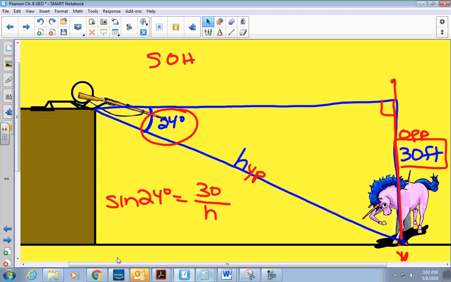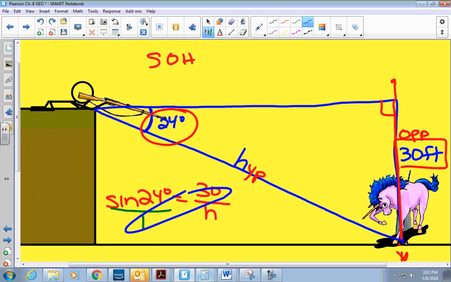Okay, so what was our step again? Yes, put a 1 underneath it. Now we're all ready to cross multiply. 30 times 1 is 30. H times the sine of 24, that's not going to happen in my calculator. How do we solve for H? How do we get rid of that sine of 24?